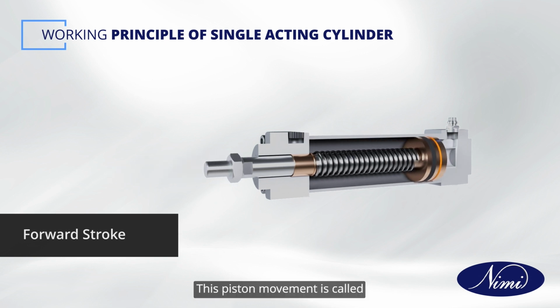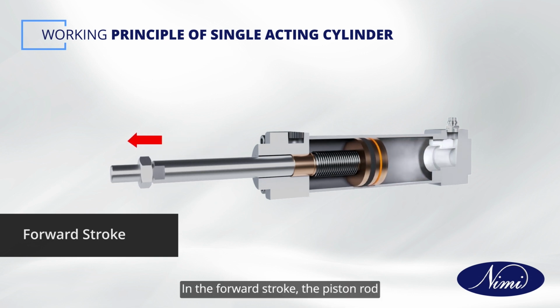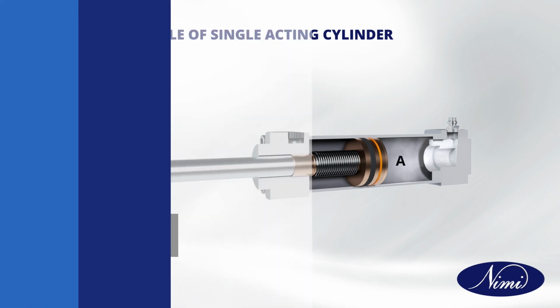This piston movement is called forward stroke. In the forward stroke, the piston rod comes out of the cylinder. If we denote the piston by A, then the forward stroke is denoted by A+.